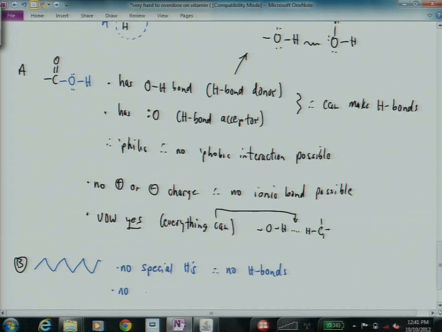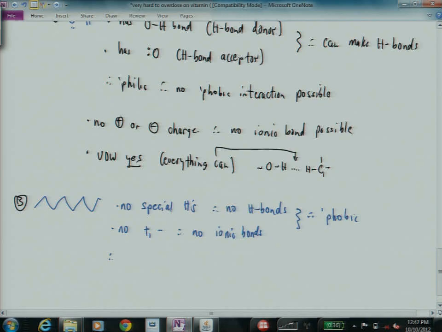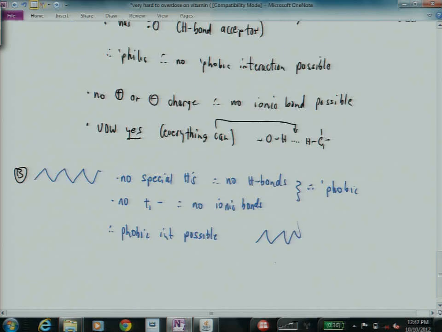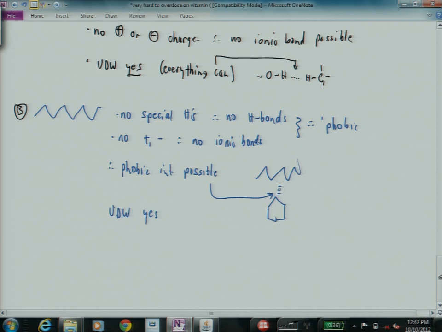If that's phobic, therefore, can you make the hydrophobic interaction? Yep. It's possible. And you might draw that something like this, to some other hydrophobic thing like that. And also van der Waals, yes or no? I won't draw it, poor little van der Waals. So, questions about that guy?